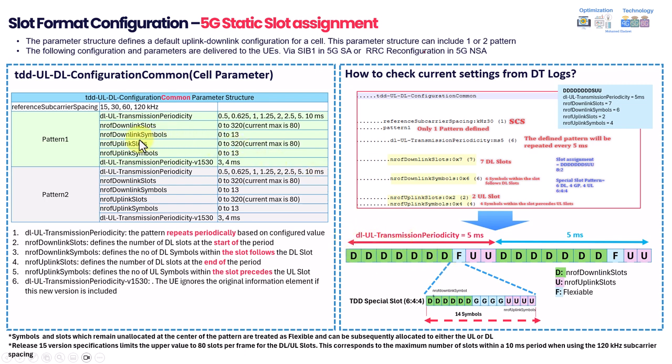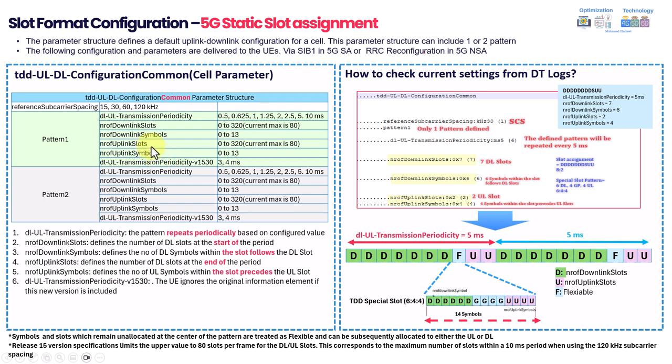Then you will have the number of downlink symbols. Let's assume that you give it, as we mentioned here as well, 6. This means that the slot which follows those 7 slots will have 6 symbols of downlink. So you have 7 slots, then the number of symbols, assuming now it's configured as 6. So this particular slot, which follows the downlink slots, will have 6 symbols as shown here. And now going to the uplink.